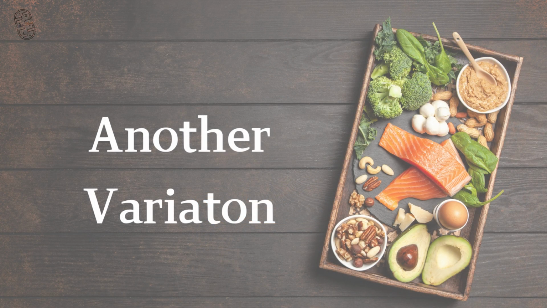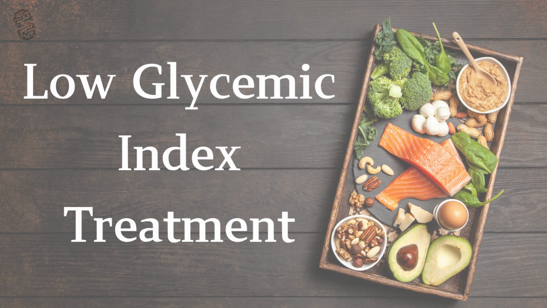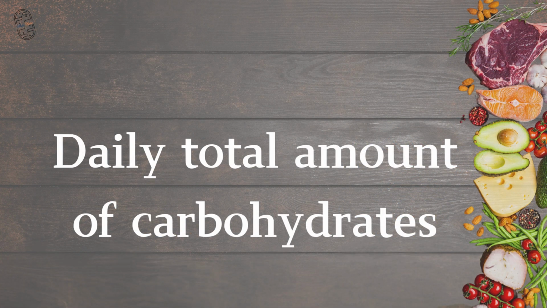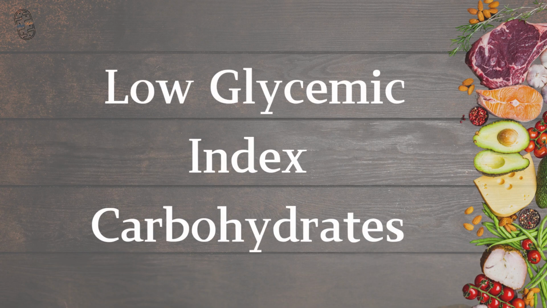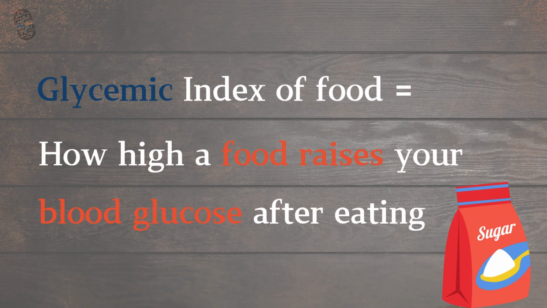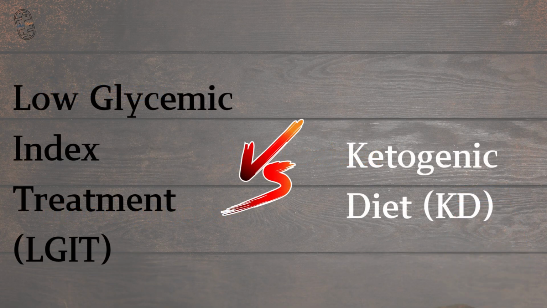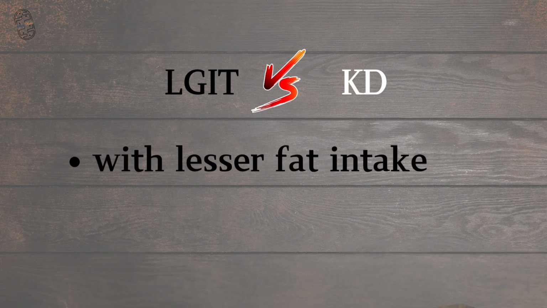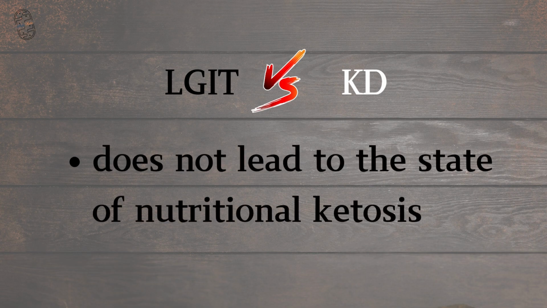Another variation of ketogenic diet that was designed as an alternative to treat epilepsy is the low glycemic index treatment. The low glycemic index treatment monitors not only the daily total amount of carbohydrates consumed, but also focuses on carbohydrates that have low glycemic index. The glycemic index of food refers to how high a food raises your blood glucose after eating, compared to a reference food such as sugar. Compared to the ketogenic diet, the low glycemic index treatment allows more carbohydrate intake, with a total of about 40 to 60 grams of low glycemic carbohydrates a day, and less fat intake with just about 60% of calories coming from fat. It is also not intended to promote ketosis.